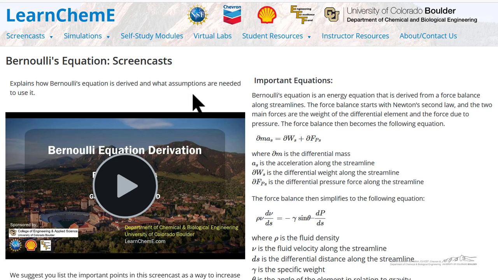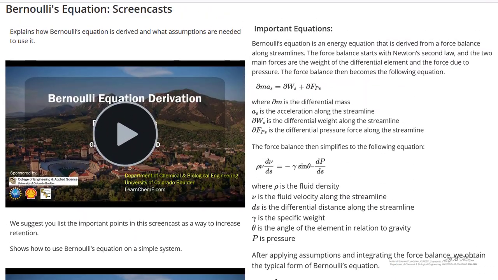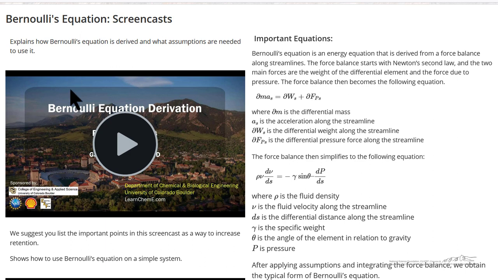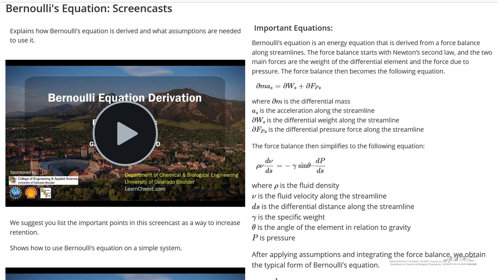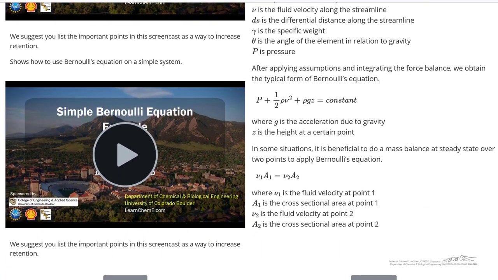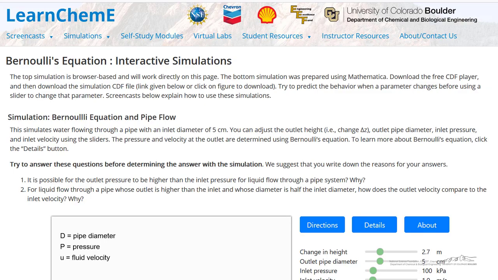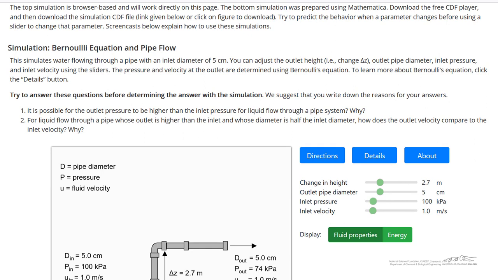And then next we have the introductory screencast. Typically, like for this module, we have a couple. They have questions inserted within them. And then the equations that are important, in this case for Bernoulli's equation, are indicated, as well as an explanation of the symbols. This is followed by an interactive simulation, in this case one that plays directly in a browser.